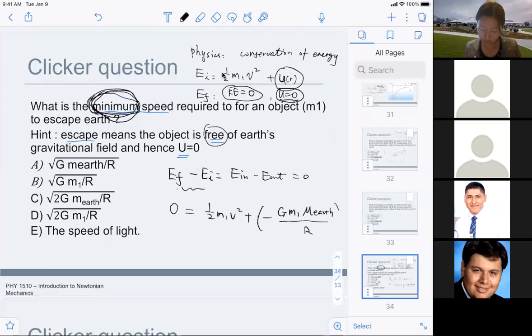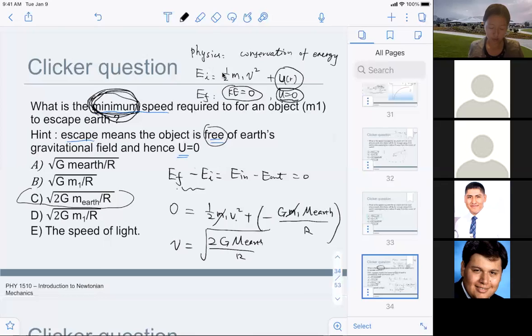over R. Okay. All right, so these two combined will help you solve for V minimum, and V is going to be, again, M1 cancels, the square root of 2 G M Earth over R. Right? So it's going to be this choice. And it is bigger than the orbiting velocity, apparently that much bigger, because you need more energy to be completely free of Earth's gravitational field.